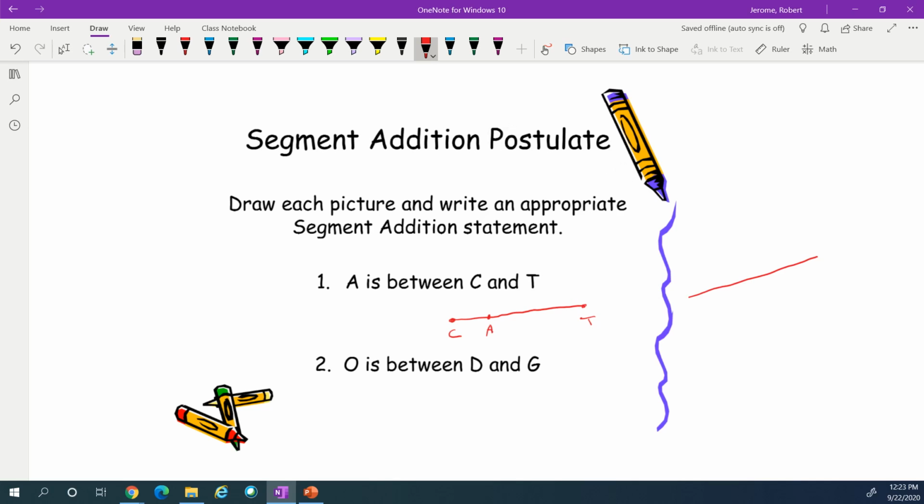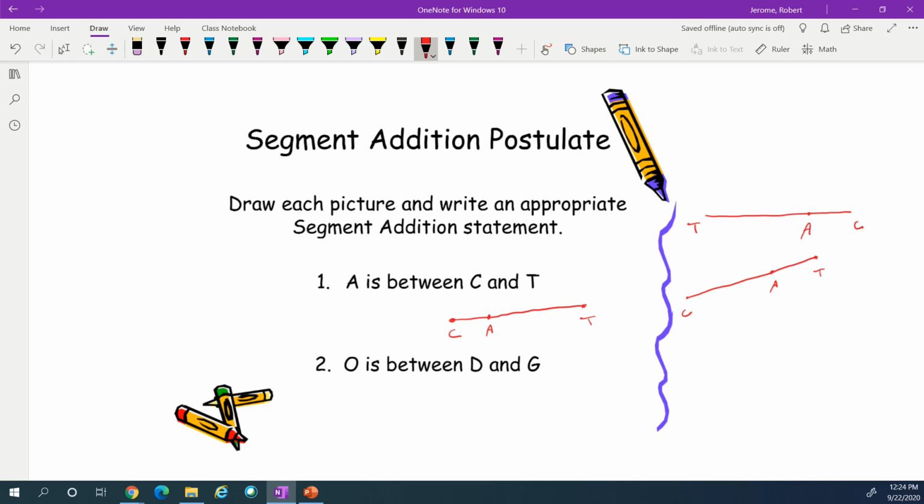I could have shifted it a little bit to the right. In fact, I can switch C and T. I could put T on the left and C on the right, and A somewhere. All of these represent A between C and T.